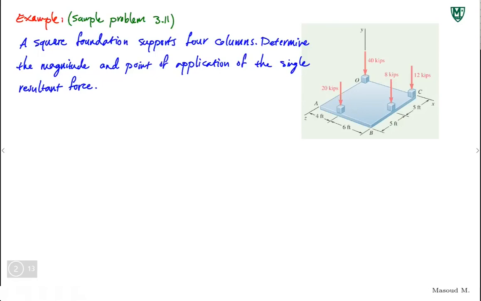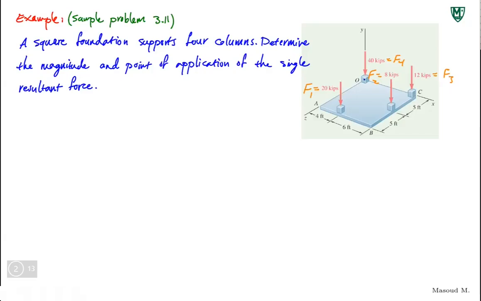So just to make things a little easier, I'll call this one F1, so we know what forces we're talking about. I'll call this F2. I'm going to call this one F3 and this one F4. So it's easier to follow. All right, so when we are dealing with forces in 3-dimensional space, we said always we go for Cartesian coordinates.